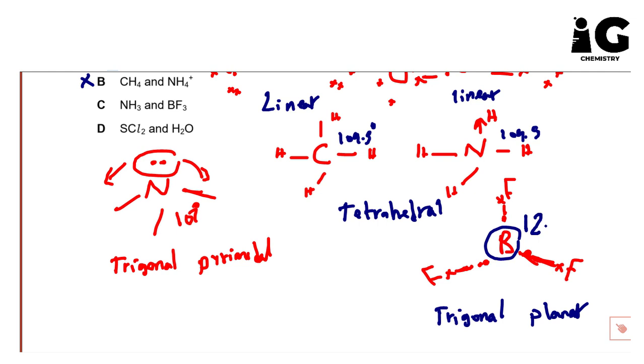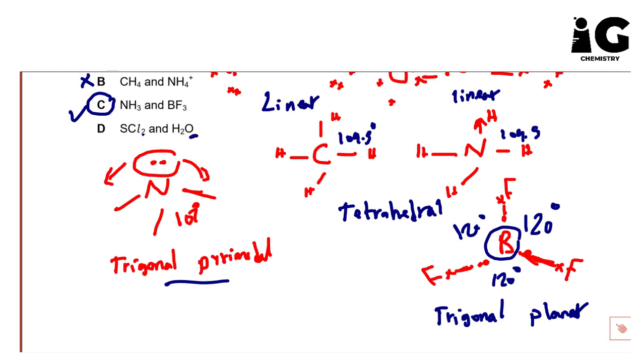Every one equals 120 degrees, because you know the sum of all angles around a fixed point is 360. So every one is going to be 120. Okay, guys, so I think it's very clear this is the correct answer, because they don't have the same shape. This one is called trigonal pyramidal. The value of the angle is 107, and here we have trigonal planar, and the value of the angle is 120. Actually, guys, the last one here, SCl2 and H2O.